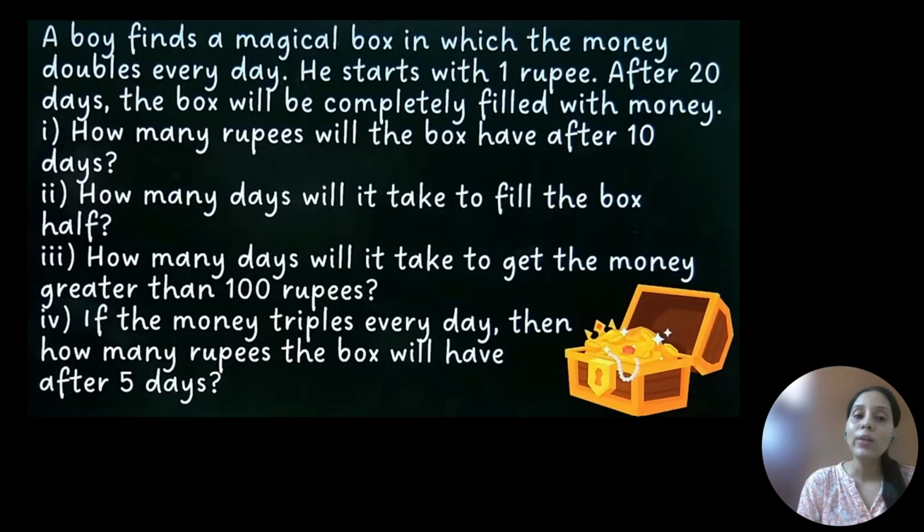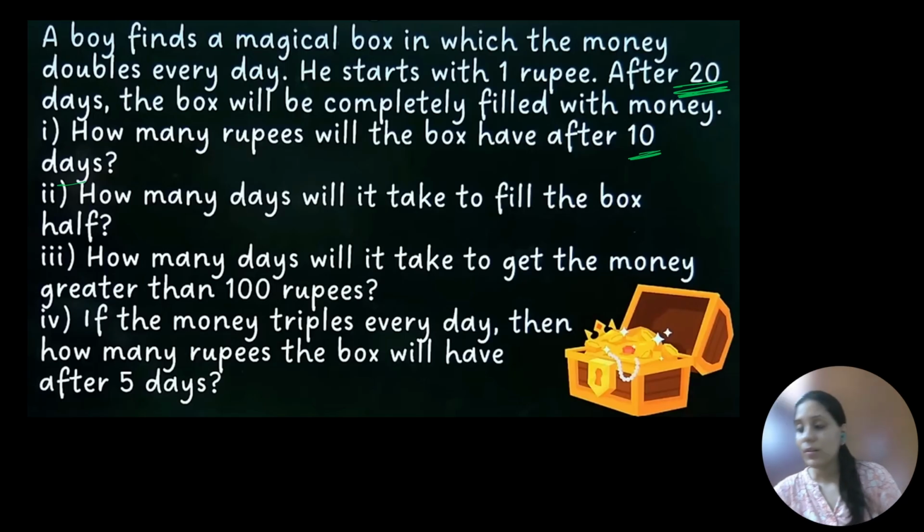A boy finds a magical box in which the money doubles every day. Oh, we don't find any such magical box. But he starts with 1 rupee. After 20 days, the box is completely filled with money. How many rupees will the box have after 10 days? You need to find how many rupees will the box have after 10 days.